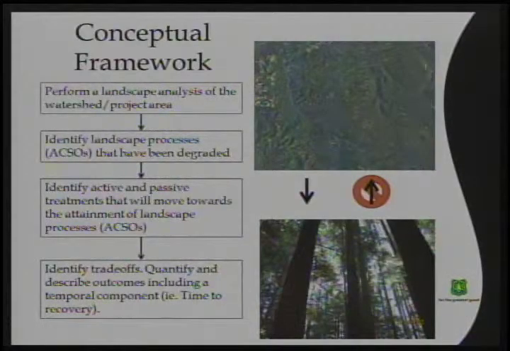So here's kind of a conceptual framework that Nikki and Johan and myself worked on putting together. So for addressing the ACSOs, a first step would be perform a landscape analysis of the watershed and or project area. That's not the 5th field watershed, probably 6th field watersheds is about the right scale to be using. Identify the landscape processes that have been degraded through either human activity or otherwise. Identify active and passive treatments that will move towards the attainment of these landscape processes.